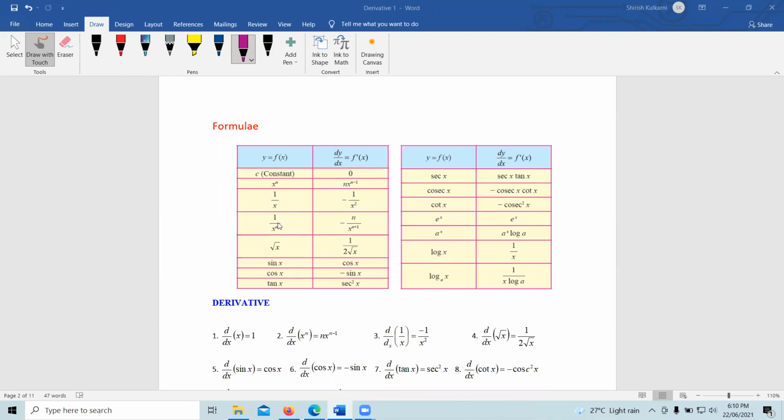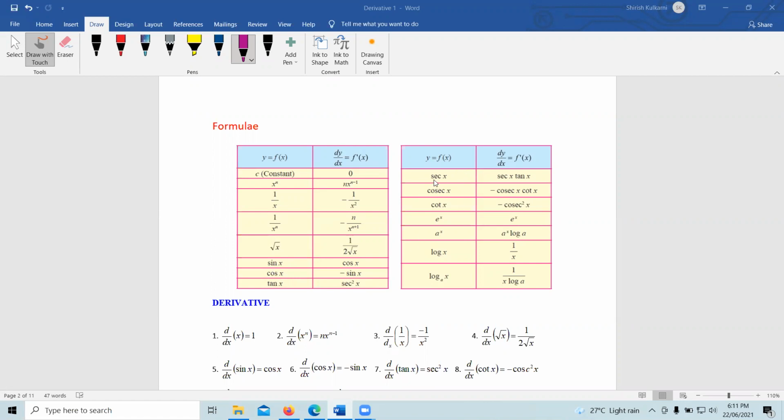Then the derivative of 1 upon x raised to power n is minus n upon x raised to n plus 1. You have to remember all these formulas. What is the derivative of root x? The derivative of root x is 1 upon 2 root of x. What is the derivative of sin x? Cos of x. The derivative of cos of x is minus sin of x. Tan of x gives sec square x.